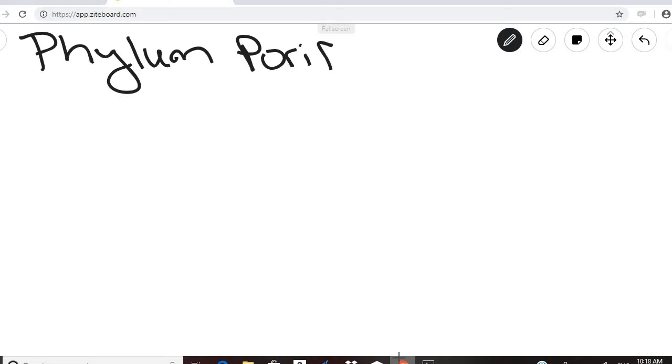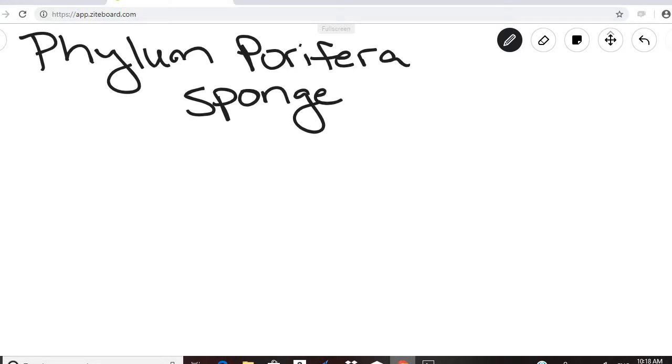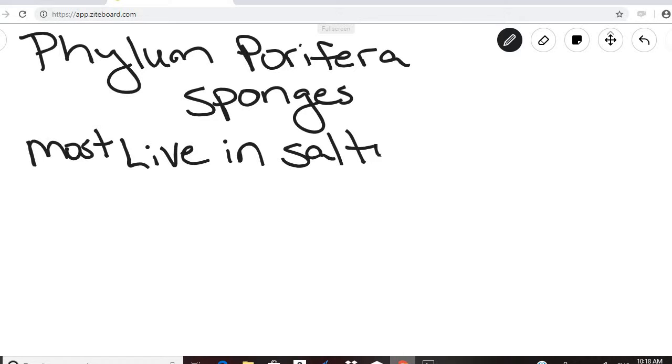Okay, so let's start then with phylum Porifera or Porifera. It doesn't really matter how you say it. Phylum Porifera. So we're going to be looking specifically at sponges. Most of the members of this phyla live in salt water. There are a few that live in fresh water, but most live in salt water.